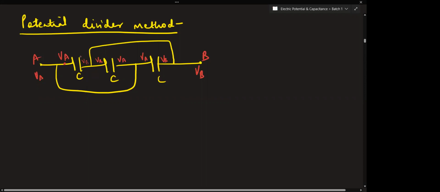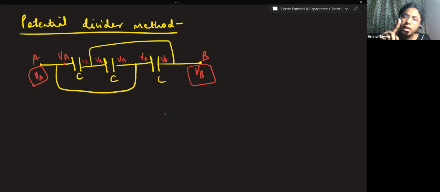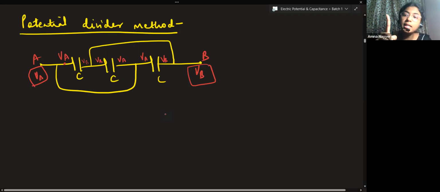I'll explain again. See, this was your circuit given to you. Now, this is point A, it has potential VA. This is point B, it has potential VB. Keep on moving along with the wire. Just trace it. Wherever there is wire and no capacitor is coming, the potential will be the same. For example, this is VA. So I'm moving, and a capacitor has come. It means till here only it will be VA.